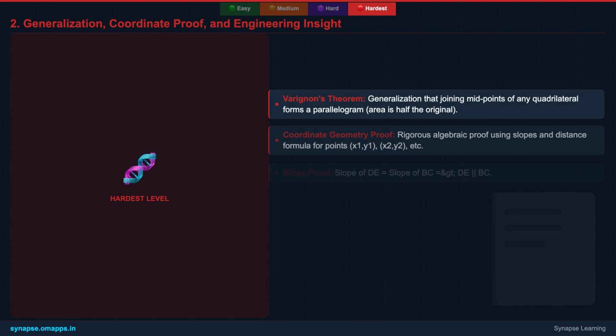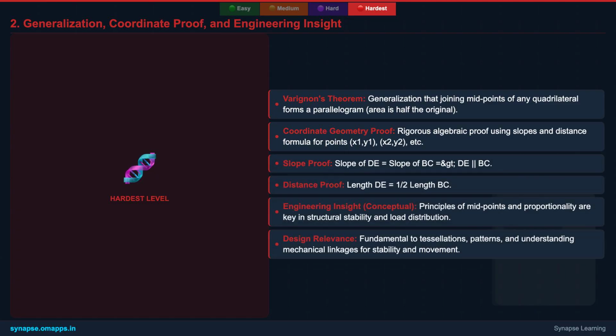Beyond triangles, the theorem extends to Varignon's theorem, which states that joining the midpoints of any quadrilateral always forms a parallelogram, whose area is half that of the original quadrilateral.